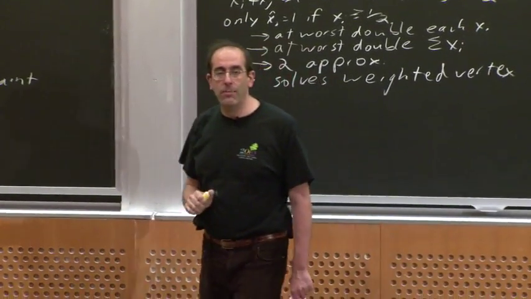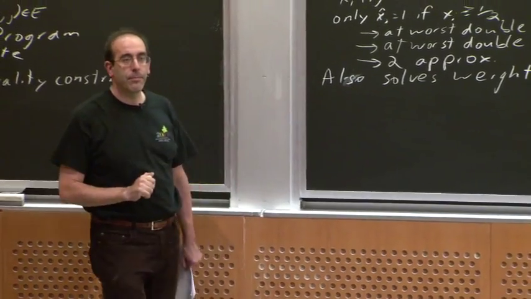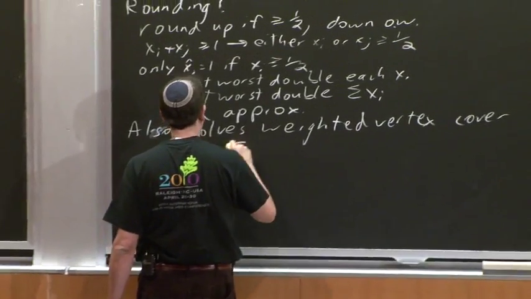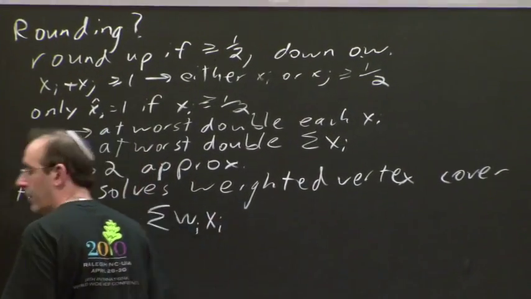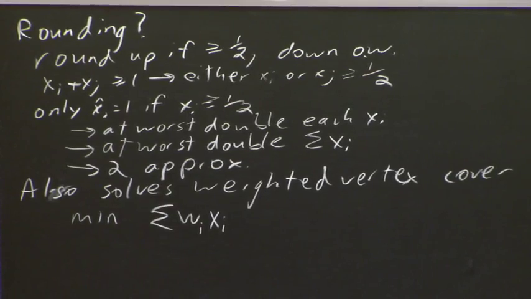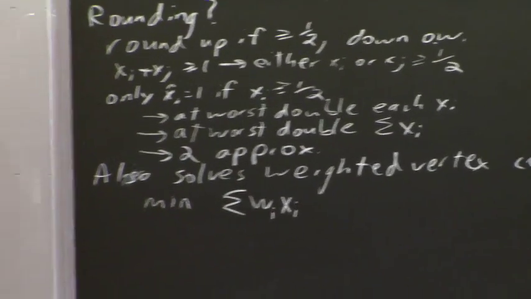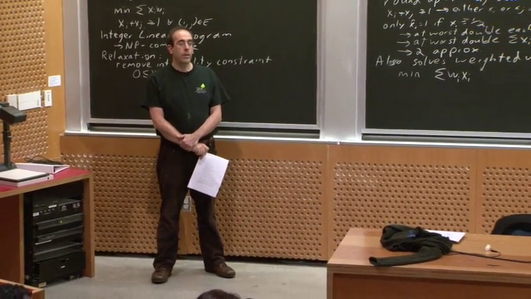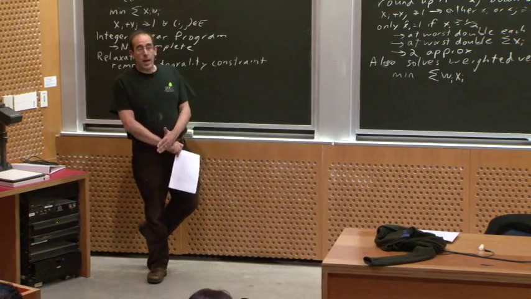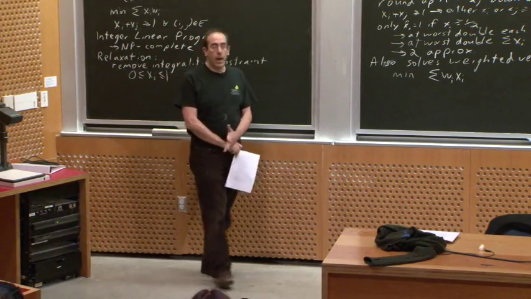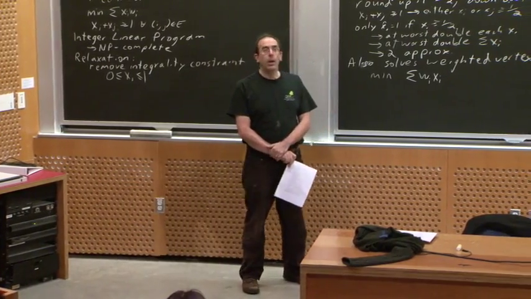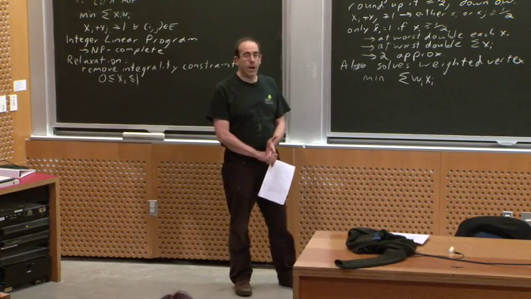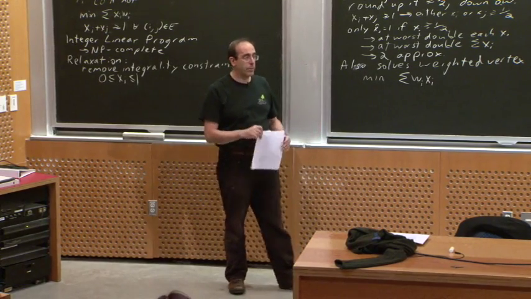Does this change the quality of my approximation? Do I still get a factor 2? How come? Yeah? Xi is the worst case double. Yeah, my argument about worst case doubling is not changed by this weighting. And so the analysis goes through unchanged. This is not true for the greedy algorithm, right? The greedy algorithm works great for unweighted vertex cover, but has no obvious generalization to weighted vertex cover. Okay.